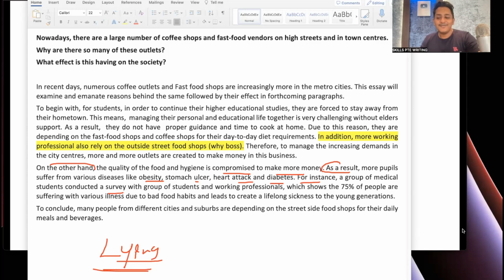This you don't write. Survey examples will not give you marks. Cooked-up story. They conducted a survey and they found which shows 75% of the people are suffering from various illnesses due to bad food habits and leads to a lifelong sickness. This is what he already wrote, heart attack or stomach ulcer. Same thing he wrote again.